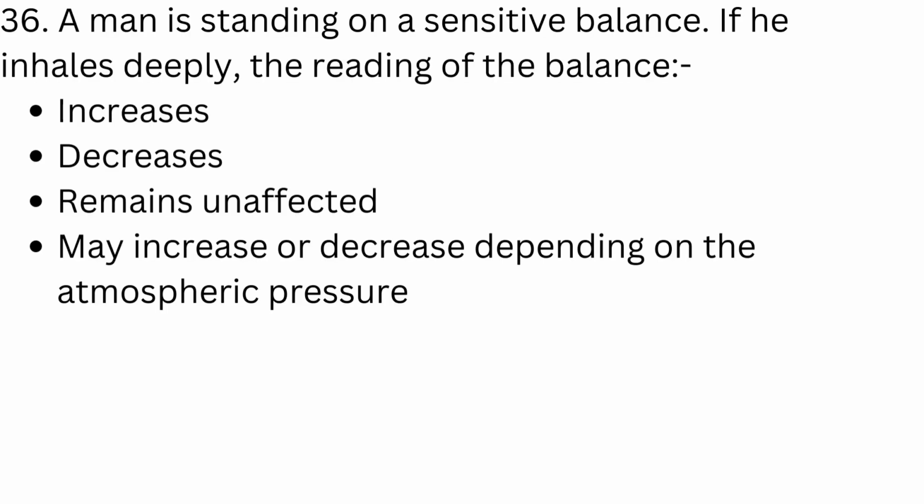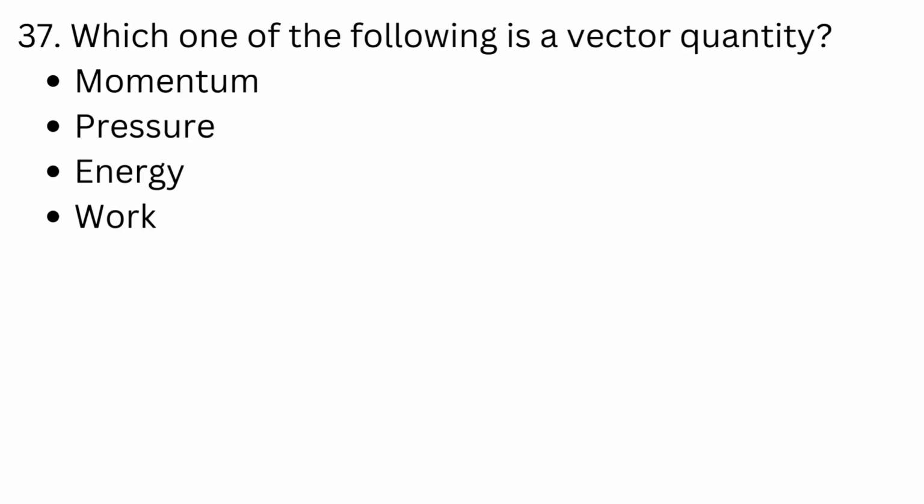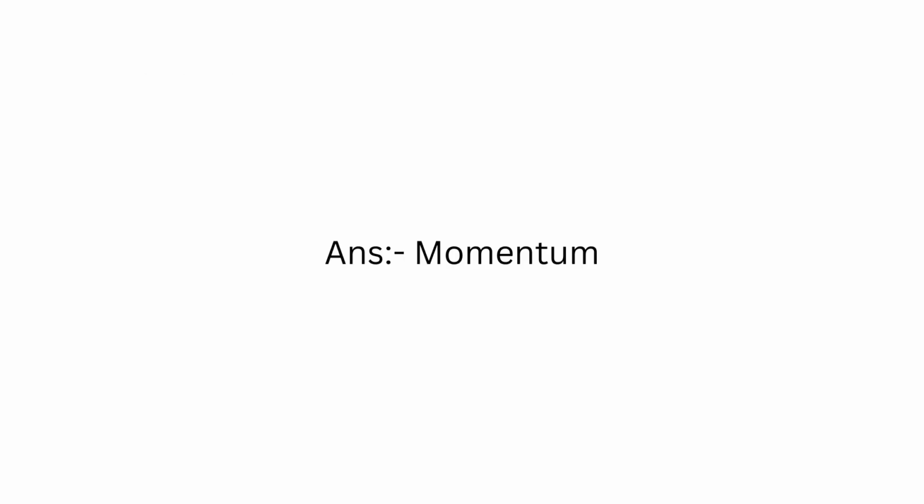Next question is, a man is standing on a sensitive balance. If he inhales deeply, the reading on the balance, options are increases, decreases, remains unaffected, may increase or decrease depending on the atmospheric pressure. And the answer is increases. That is, if a man inhales while on the sensitive balance, then the reading of the balance will increase. Next question is, which one of the following is a vector quantity? And the options are momentum, pressure, energy, work. And the right answer is momentum. That is, momentum is a vector quantity.